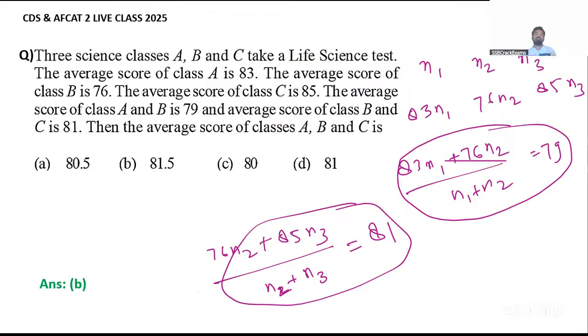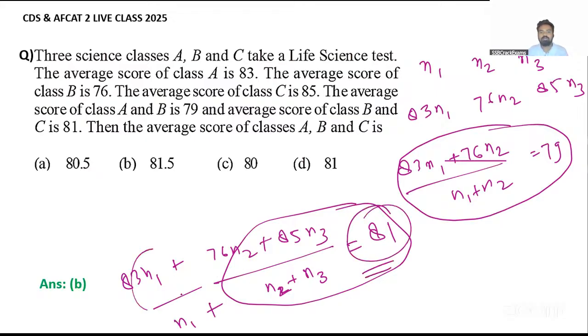For this formula, we only have two conditions: (83 n1 + 76 n2) / (n1 + n2) is equal to 79, and (76 n2 + 85 n3) / (n2 + n3) is 81. So what we can do from here is, in the numerator we want 83 n1 and in the denominator n1 also. Only then can we find the complete average. So either we make some equations or all.